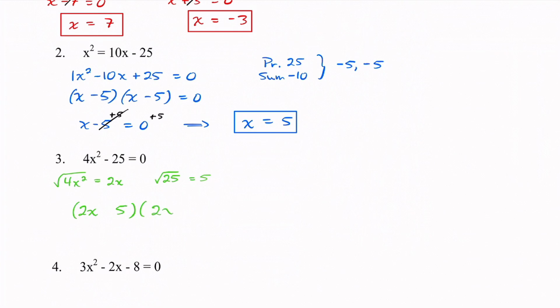Do that in both brackets. And then in between is a plus and a minus, and the order that you do it doesn't matter. And then don't forget your equals 0. So now I'm going to take each one of these and set them equal to 0. So I'm going to have 2x plus 5 equals 0, and I'm going to have 2x minus 5 equals 0.